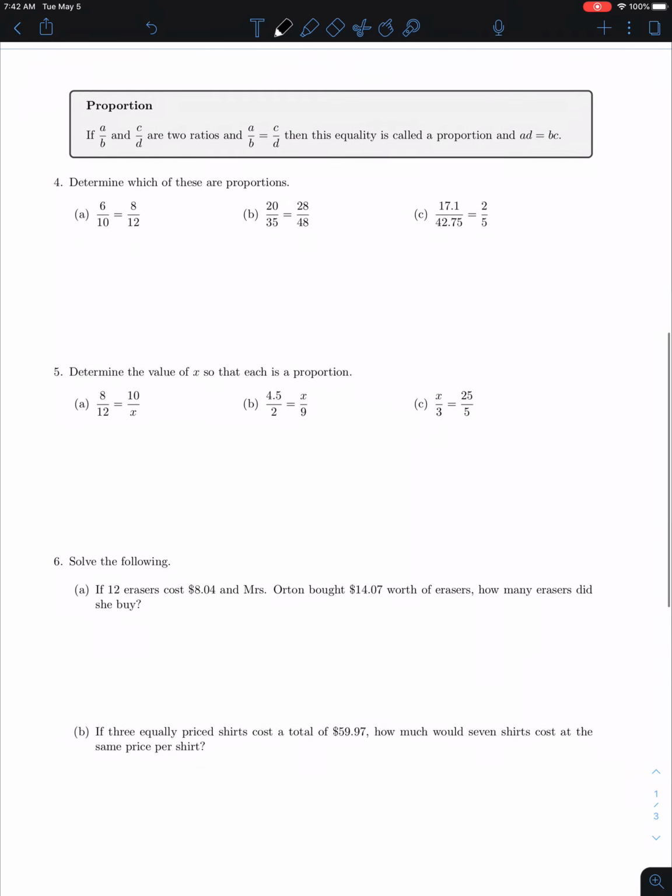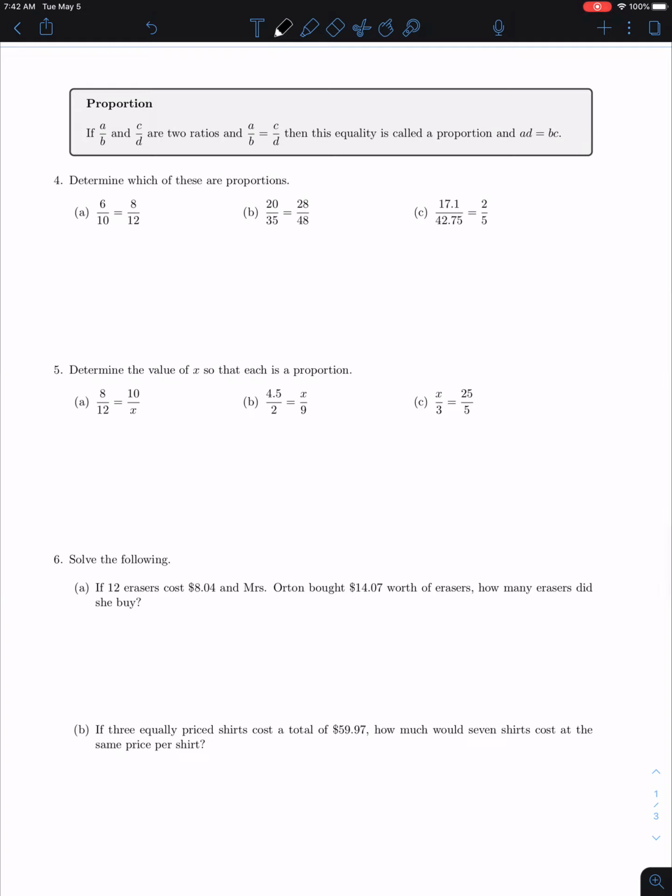And let's jump right into proportions, which again sounds like a nice fancy word, but we've actually been doing this already. If you remember how I told you to test whether things were equivalent fractions or not, that's what we're going to do here. We want to cross multiply to see if they're proportional. For 4a, determine which of these are proportions. Again, we're trying to test whether they're equivalent fractions.